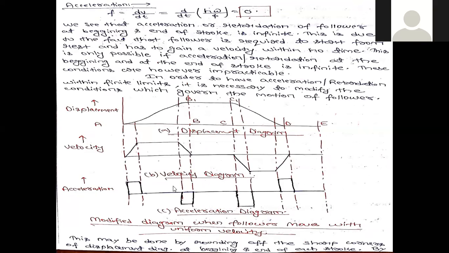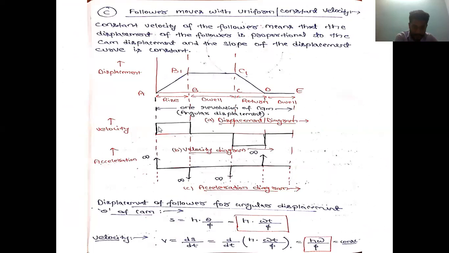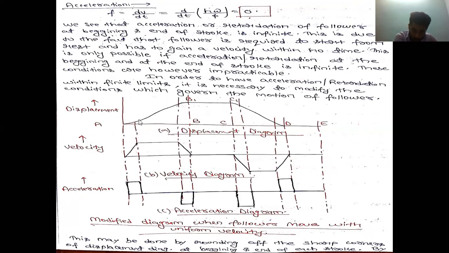Fine. So that's why in this diagram velocity is sudden, but due to the introduction of this parabolic curve, velocity is not sudden, it is gradually increasing. And when the velocity gradually increases, you will get a certain finite value of acceleration at the start point and at the end point during the ascent period, similarly at the end point during the dwell period, and at the end point during the descent period of the follower.